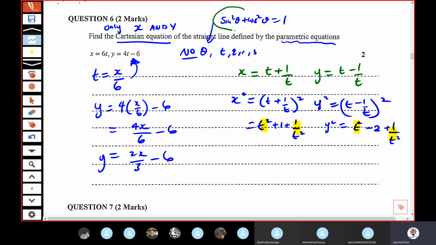And the logic comes from this guy here. Sine squared plus cos squared also equals 1. So anyways, once you square it, I think we can see you get y squared plus 2 is t squared plus 1 on t squared. Substitute it in here. X squared equals y squared plus 2 plus 1. And you're done. That's it. X squared equals y squared plus 3.